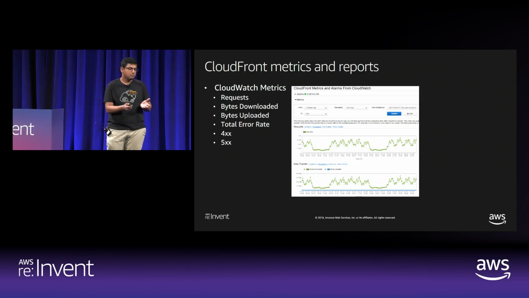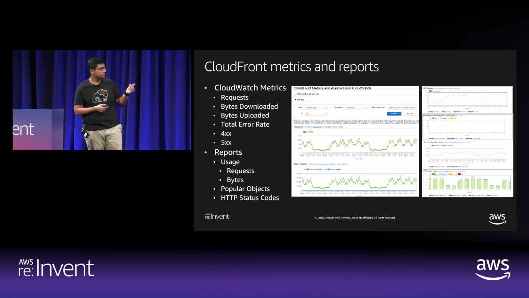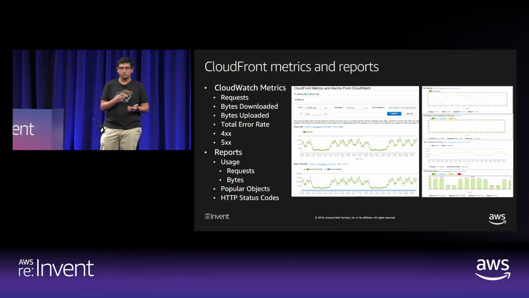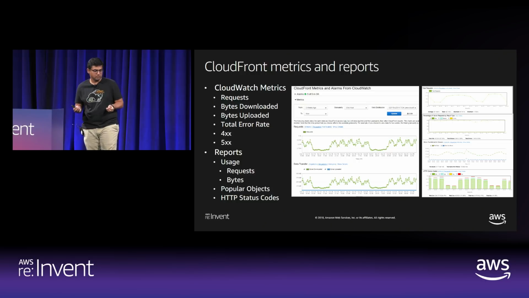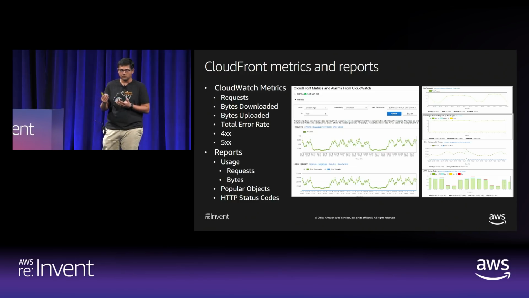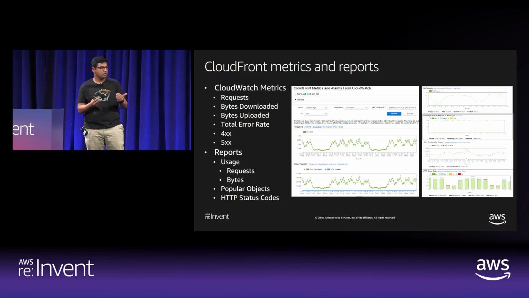For a slightly longer term view, CloudFront also publishes reports which give an idea of the usage of distributions in, again, requests and bytes, which are like the basic parts of serving traffic, but also some more higher cardinality data, like what are the popular objects or browsers that are accessing your distributions, as well as what is the exact HTTP status codes. So these are available in the console, and some of the reports you can even export to CSV and play around with that in your own tools.